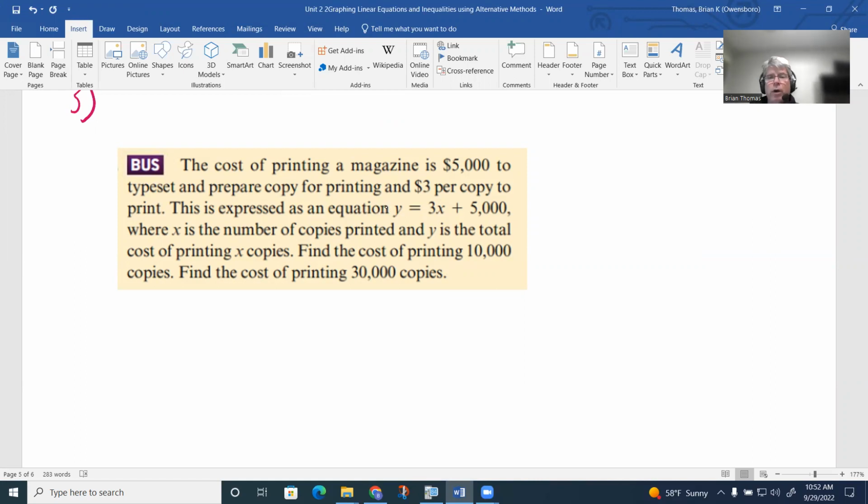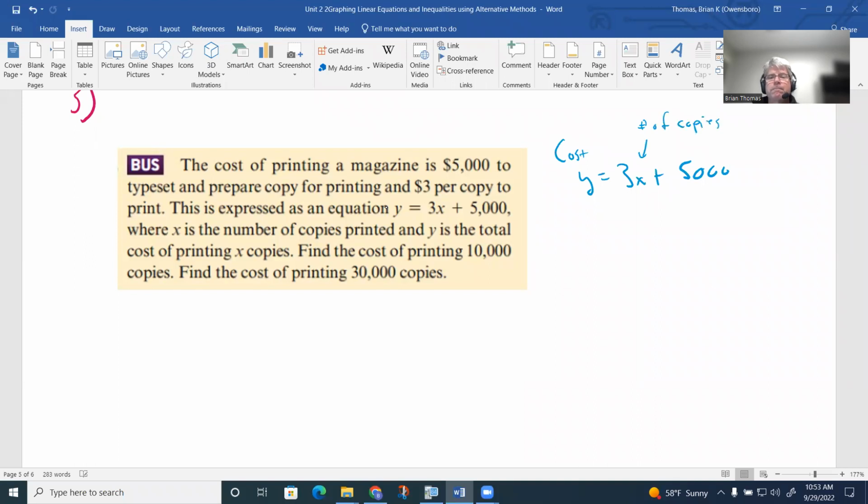So y equals 3x plus 5,000. We should recognize that that is a linear function. And again, we could be using the calculator for some of this if we wanted to, or we can just do some stuff by hand. The 5,000 represents our fixed cost because it's going to cost 5,000 regardless. But then we're going to be charging $3 per copy. So X is going to be the number of copies, and Y is going to be the cost. So this is the cost over here, and this is going to be the number of copies over here.